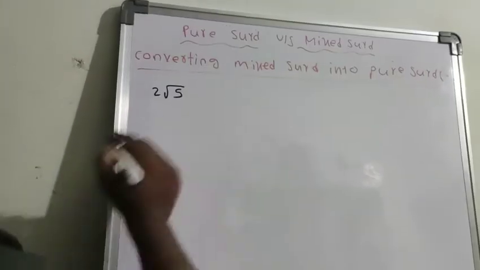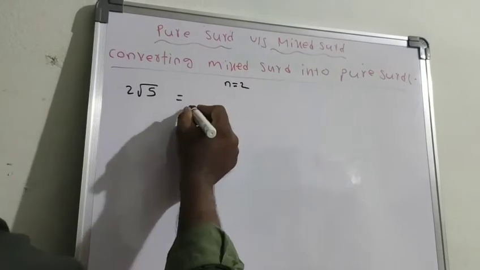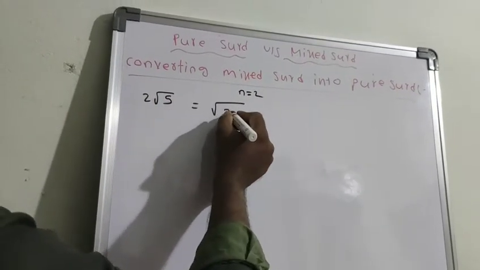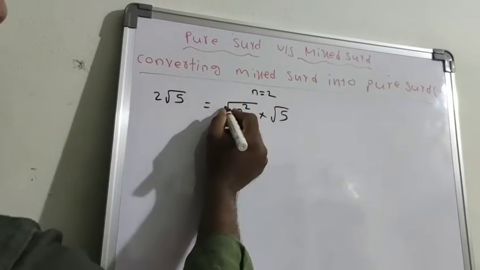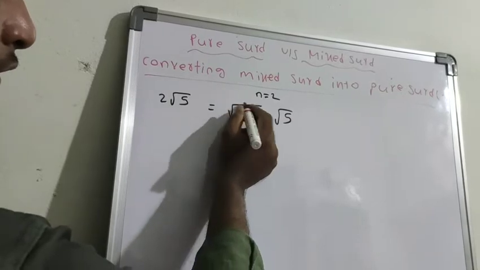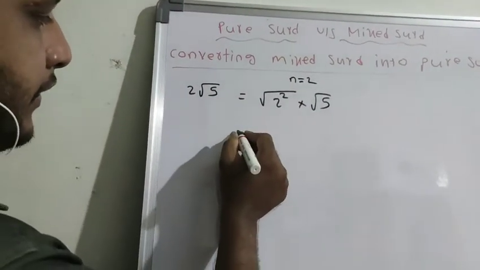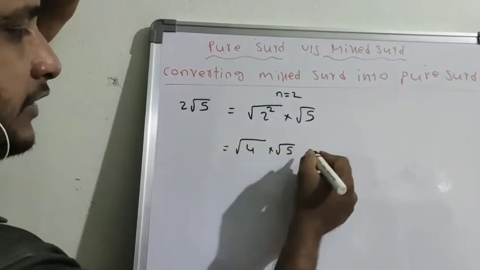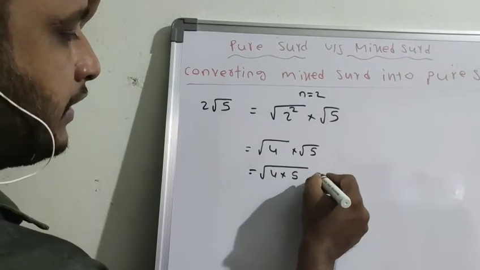Okay. So to convert, what is the order? Order n equal to 2. So we have to write it as square root of 2 square into root 5. Whatever the order, that power you have to take and you have to take the same radical sign. So now we can write it as root of 2 square, which is 4, into root 5. If the order is the same, we can do multiplication. Root 4 into 5, so we can write it as root 20.